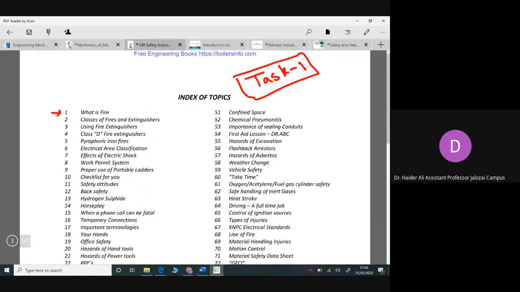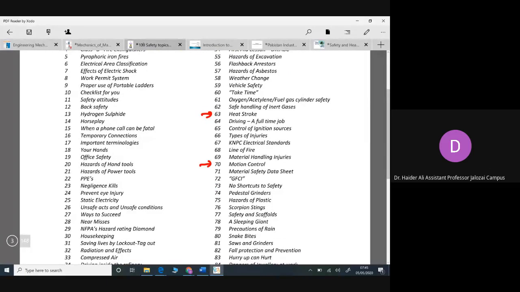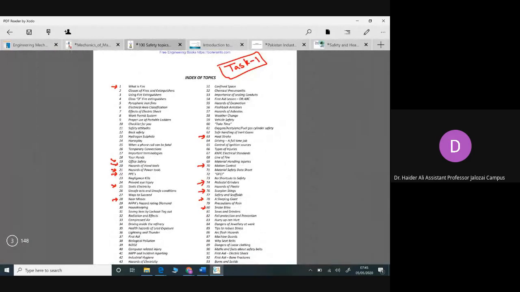The first topic is what is a fire, and it goes on to even talk about heat strokes. It talks about motion control, grinders, scorpion stings, a sleeping giant, snake bites, near misses, static electricity, PPEs, hazards of power tools or hand tools, office safety, all the different dimensions, perspectives, and views. 100 different safety topics that as an engineer you should be aware of.